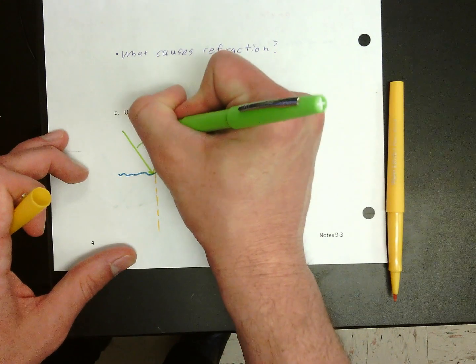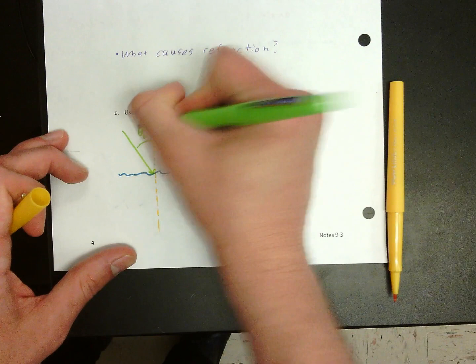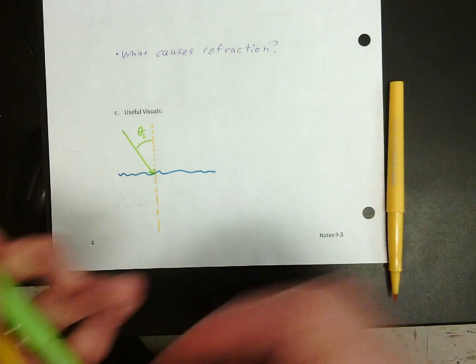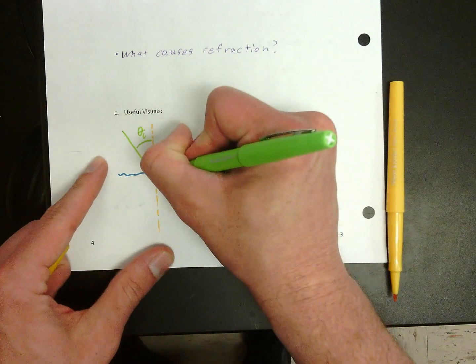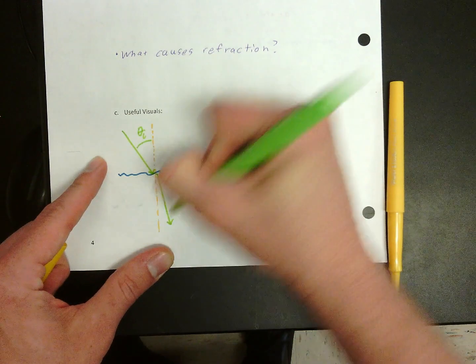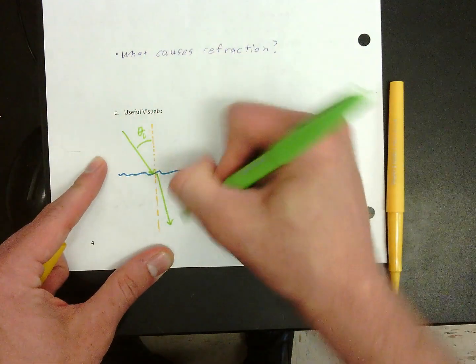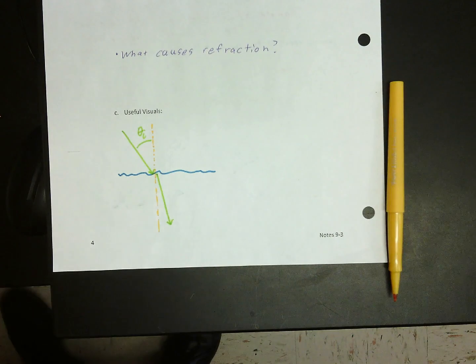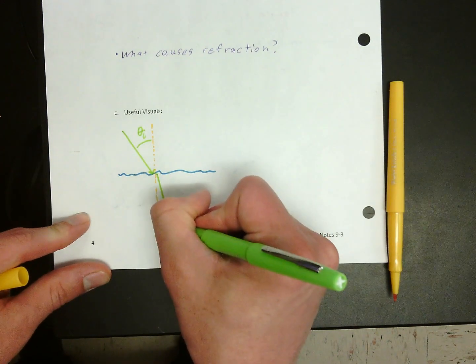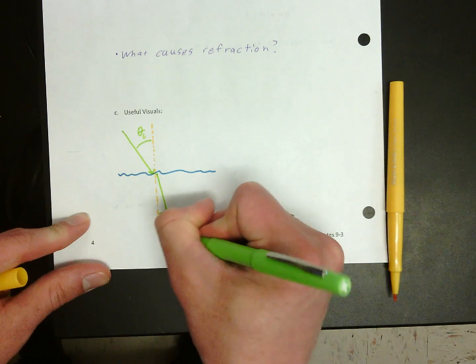So that's the incoming light. And then you have the angle of refraction. So the light bends at that point. So instead of going straight through the way you would expect it to, it goes through and bends a little bit. And that angle is called the angle of refraction.